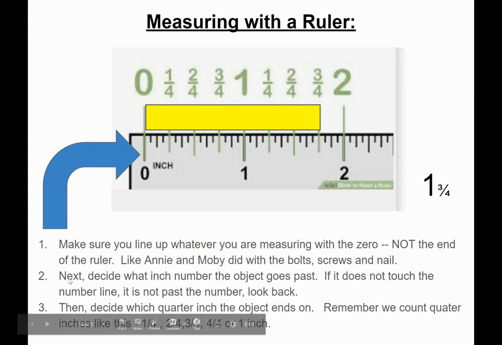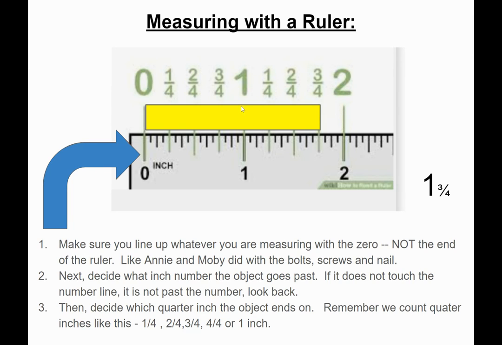Then part two, next, you need to decide what whole number it goes past. So it goes past the 1, but it has not hit that 2 yet. So it's only 1 full inch, because we can't say it's 2 full inches because it's not. We have this gap here.